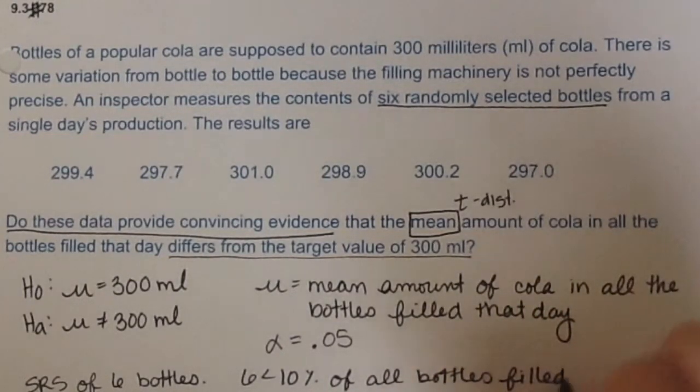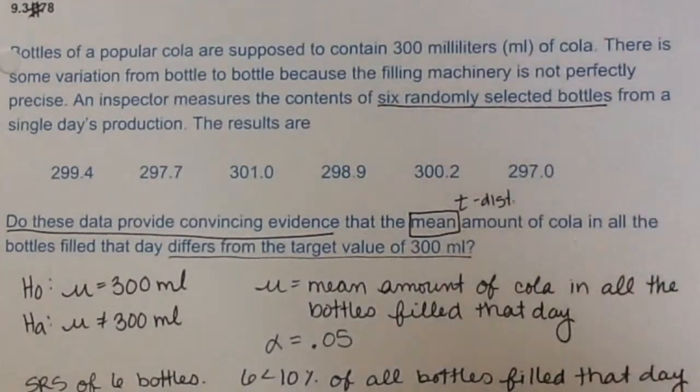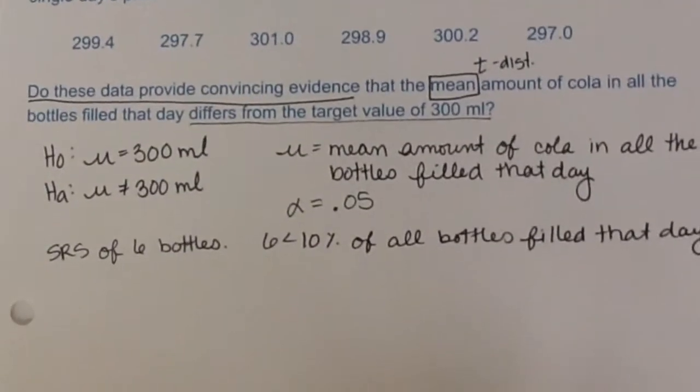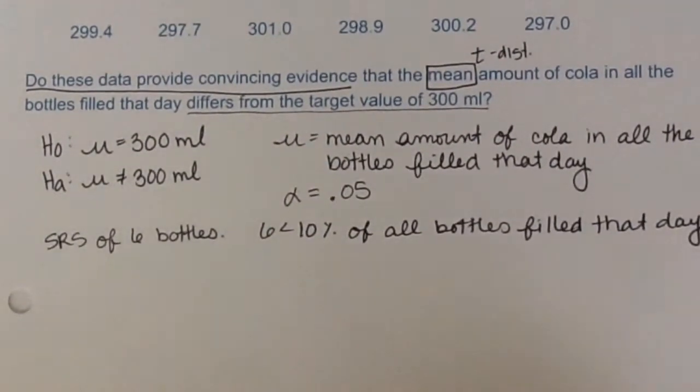Then the last thing that we check for is our large counts condition, or really what we're looking for is normality. Now, you definitely know that 6 bottles is not a large amount, so we're instead going to check for normality. Remember, in the t-distribution, though, we don't need it to be perfectly symmetric. We basically need there to not be outliers and not be strong skewness. But due to the fact that this is such an extremely small sample size, we definitely want it as close to symmetric as possible.